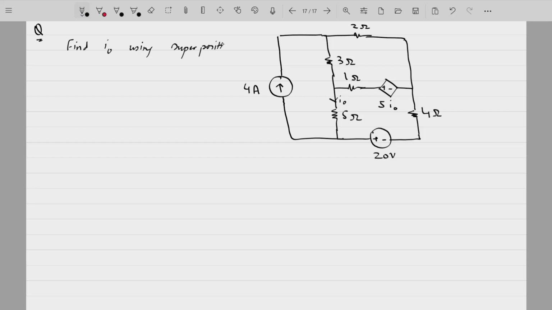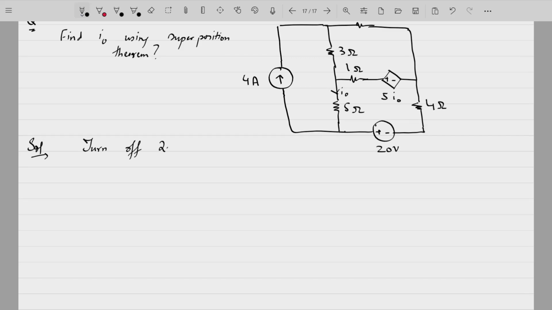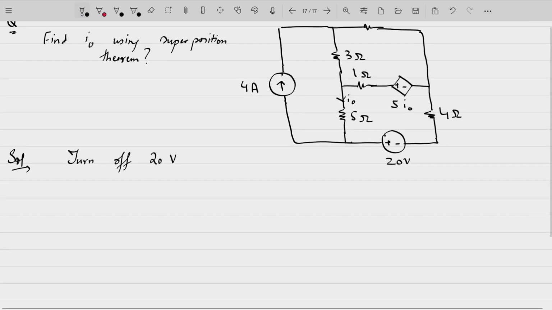So apart from independent sources, you also have a dependent source here. Dependent source, you need not turn it off. You need to only turn off the independent sources, whether it's a voltage or current source. So let us first of all turn off, or you can say suppress, the 20 volt voltage source.